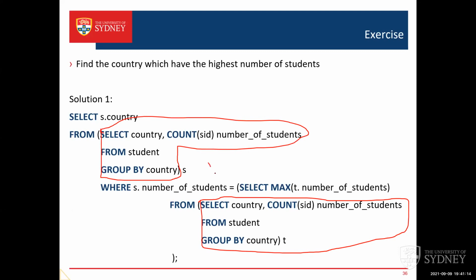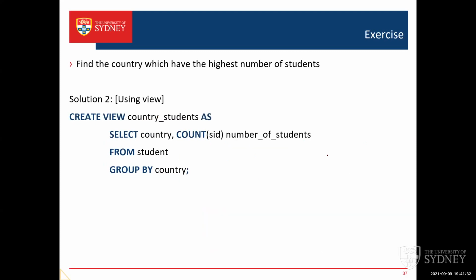So these two parts are exactly same. They are equal, right? Select country, count SID, number of student, from student, group by country. So since we have learned about view, we don't need to write them twice. We can write them only once. So that is the first thing I'm doing. What is it that I'm doing in here? First I'm trying to figure out for each country, how many students are there. We have already seen this query. Select country, count SID. I'm simply changing its name. If you want to change, that's fine.